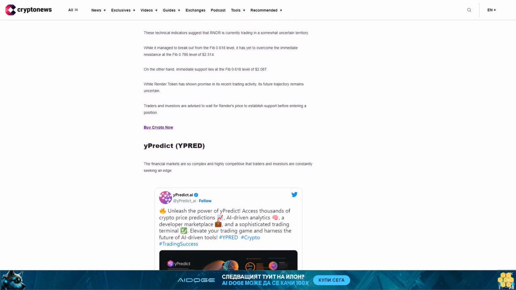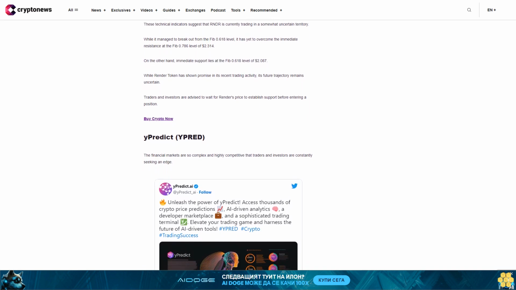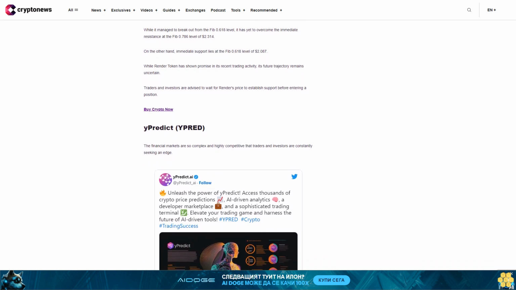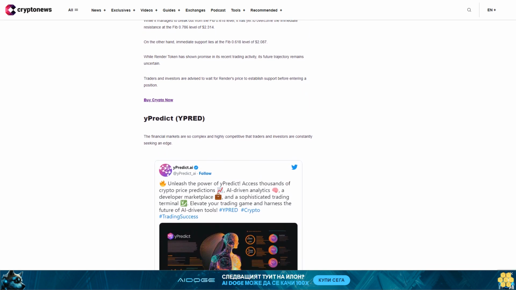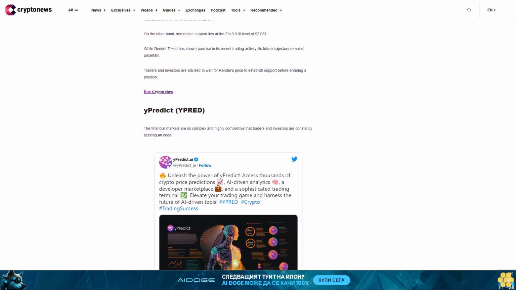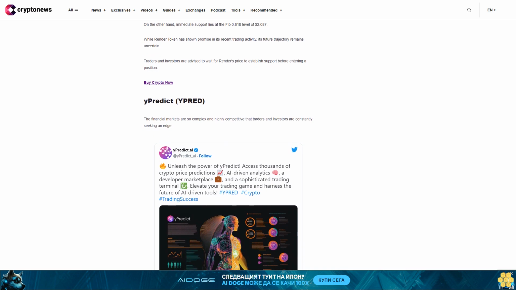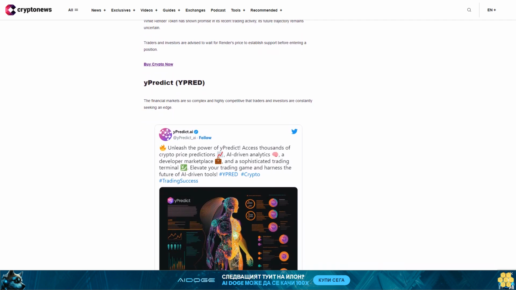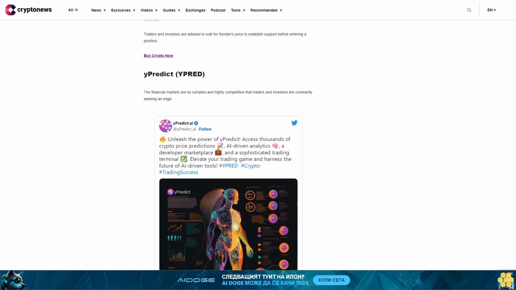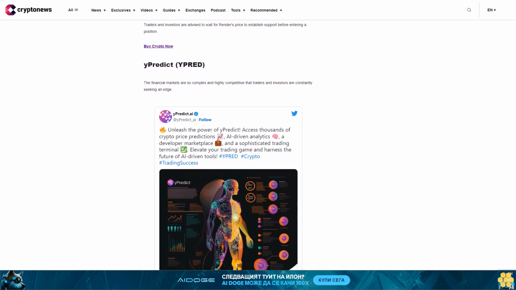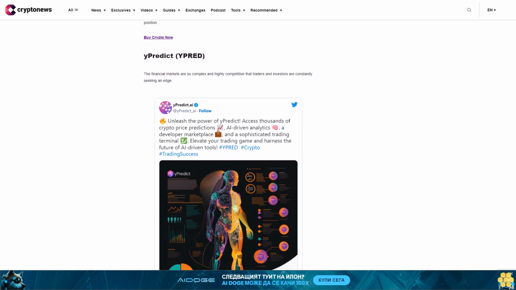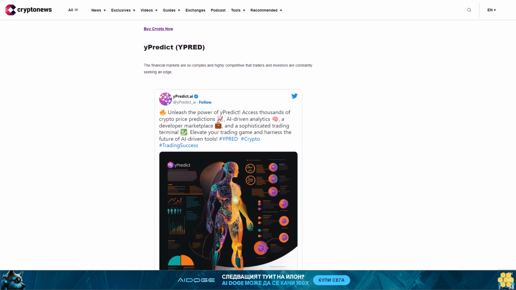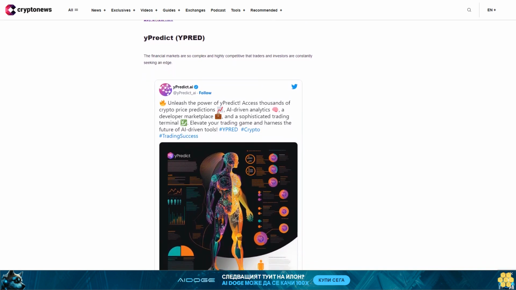The project has already achieved notable progress, raising $500,000 in its pre-sale and attracting significant interest. YPredict's mission is to address the challenges faced by traders in a market dominated by algorithmic trading and automated systems. Traditional methods of analysis struggle to keep pace with the lightning-fast decision-making of machine-driven trading.